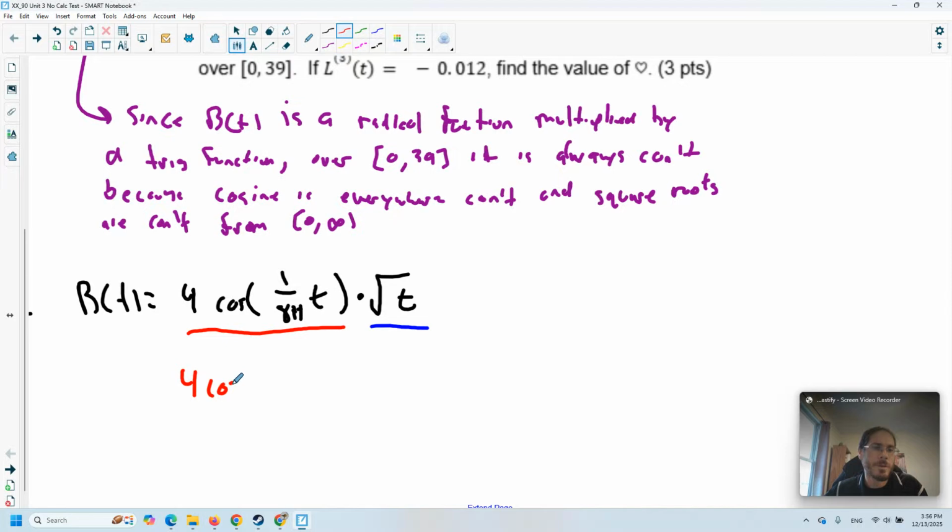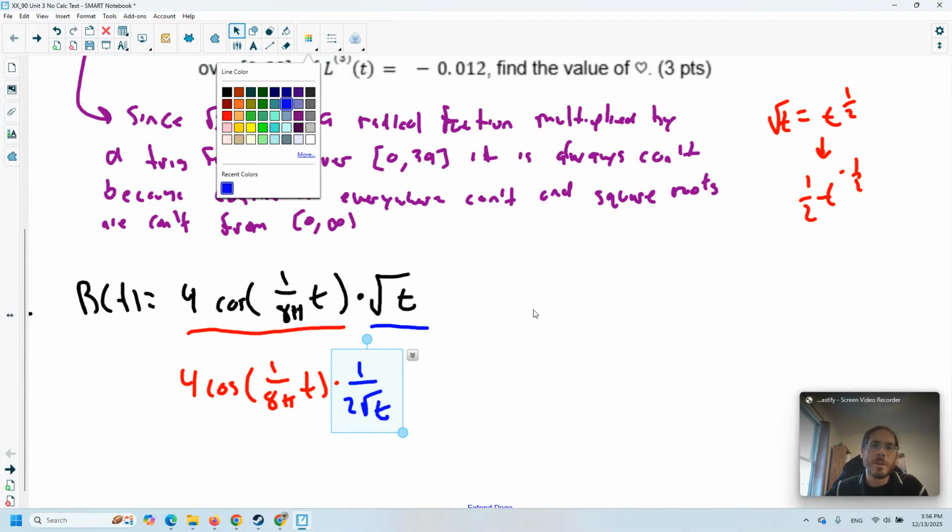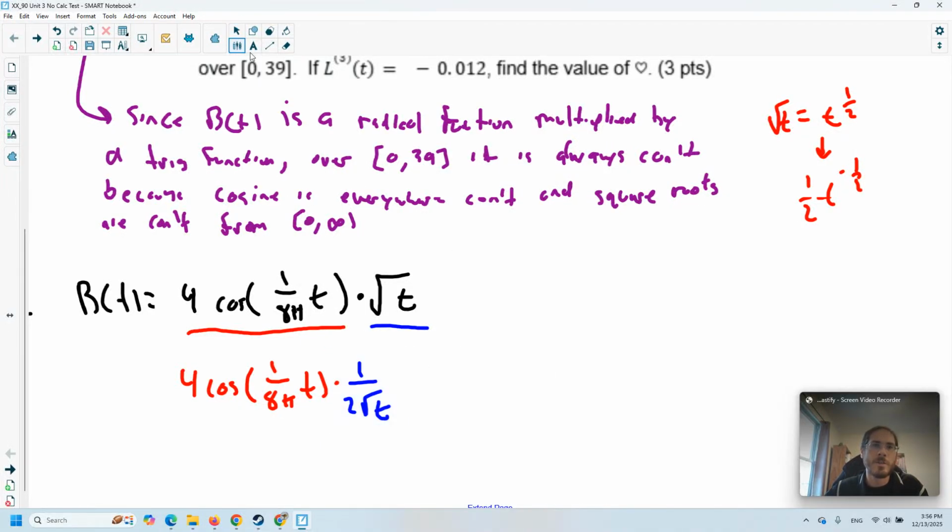So that's the first times the derivative of the second. The derivative of the second is 1 over 2 radical t. Again, radical t is t to the 1/2. If we take the derivative, that becomes 1/2 t to the negative 1/2, which is then just 1 over 2 radical t. All right, so that's the first times the derivative of the second, plus the second times the derivative of the first.